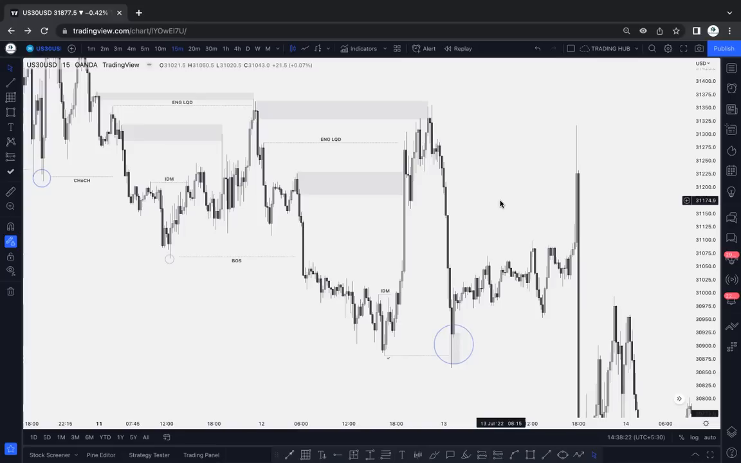Now, where do you want to sell? Look at this picture. Where do you want to sell in this move, and why? You are buying here, so where is the target, and where are you looking to sell?